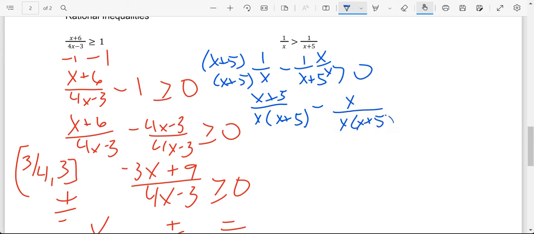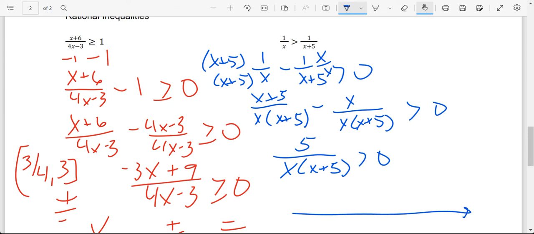All right. And then combining like terms, when we subtract, you're going to get 5 over x times x plus 5 is greater than 0. Make our lovely number line of what makes the denominator 0. We got negative 5 and 0. And what is happening with the numerator? No value will make the numerator 0. So that's lucky for us.